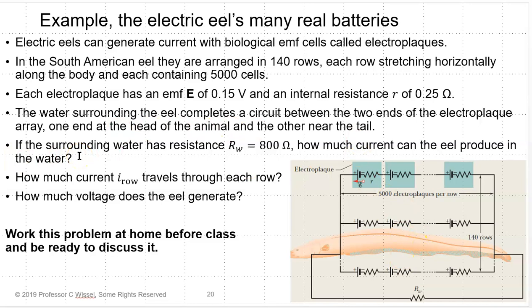If the surrounding water has a resistance of 800 ohms, how much current can the eel produce in the water? How much current I rho travels through each row, and would it hurt the eel? How much voltage does the eel generate?